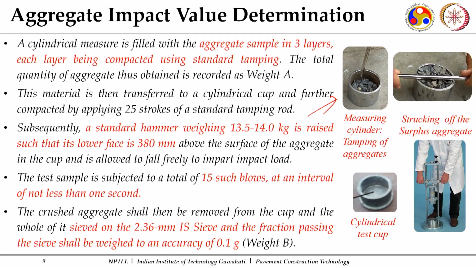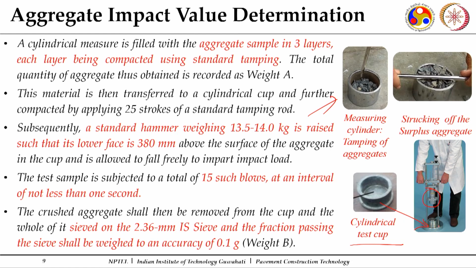So we compact this aggregate in this measuring cylinder in 3 layers, and then we strike off whatever surplus aggregate is there. This aggregate weight is taken, and then it is transferred to this cylindrical test setup. Again 25 tampings are given by a standard tamping rod, and then this is brought into this particular setup where this measure goes here, and you are going to apply this impact load. This is a load which is raised and allowed to fall from a height of 380.